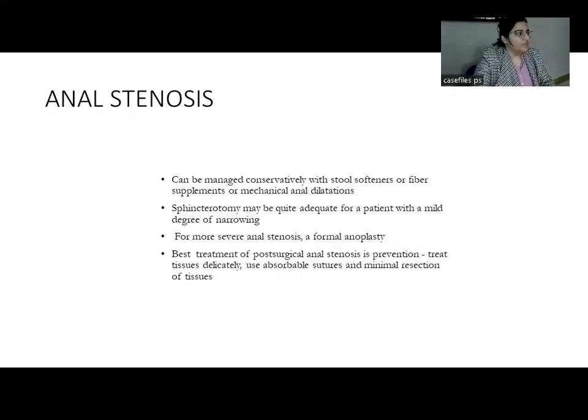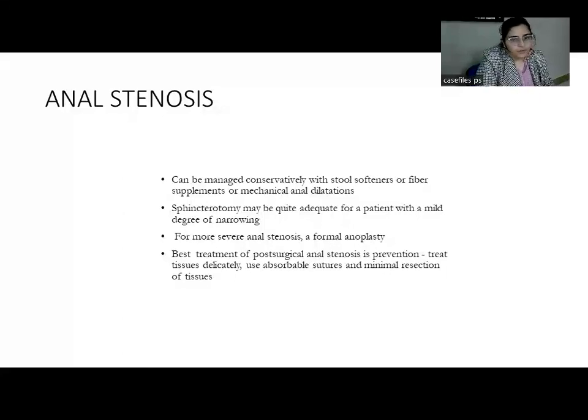Another important complication which we commonly encounter in our day-to-day practice is anal stenosis. Usually, anal stenosis can be managed conservatively with the use of stool softeners, and we can also advise mechanical anal dilatations, which we routinely do in our protocol. Sometimes even sphincterotomy might be adequate for a patient with a mild degree of narrowing. However, for more severe anal stenosis, a formal anoplasty is usually required.